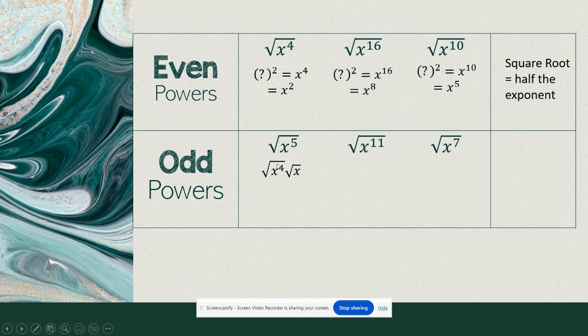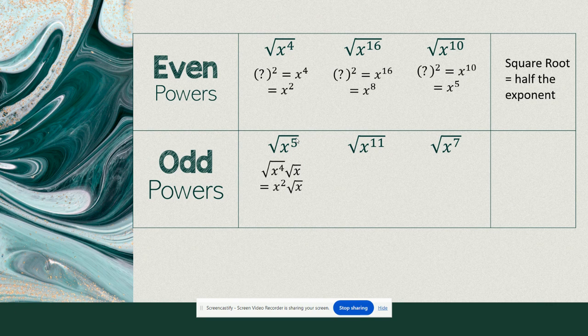Well, I know how to take the square root of this one thanks to the stuff up here. The square root of x to the fourth would be just x squared. And you can't actually simplify the square root of x any further. That's as simple as it'll get. So basically, if we think of our number system and the way numbers work in math, we have 0, 1, which is odd, 2, which is even, 3, which is odd, 4, which is even, and so on and so forth.